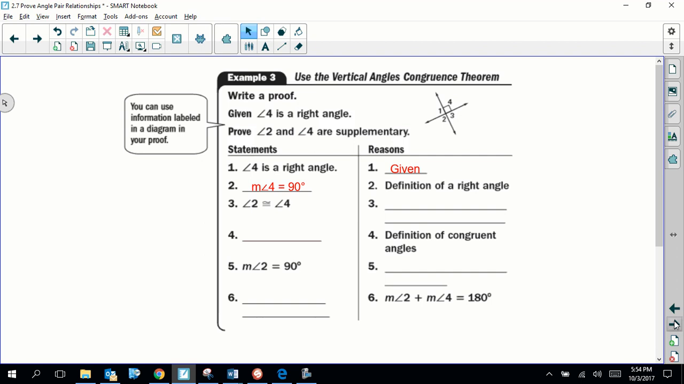Well, angle 2 is congruent to angle 4 in this case because they're vertical angles to each other. And if I have angles that are congruent to each other, then the measurements of those angles have to be equal to each other by definition. That means that since the measurement of angle 4 is 90, the measurement of angle 2 has to be 90, and that's just substitution. I'm just substituting 90 degrees for the measurement of angle 4 based on what we said in row number 2. So if we've established that both angles are 90 degrees, the two angles added together have to be supplementary because they equal 180 degrees.